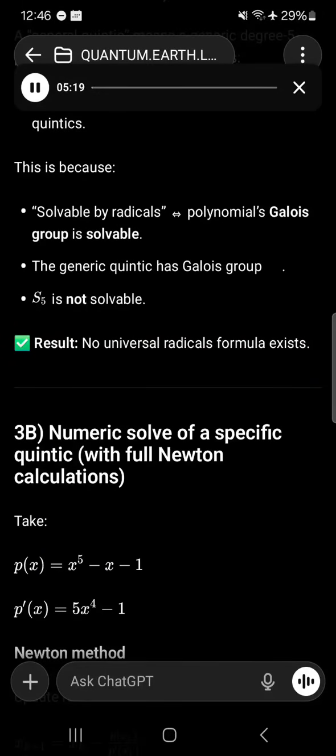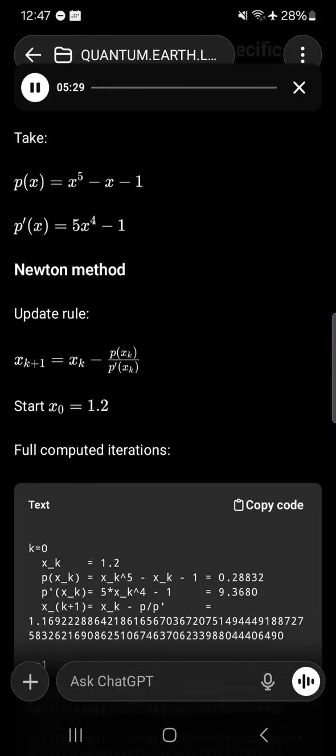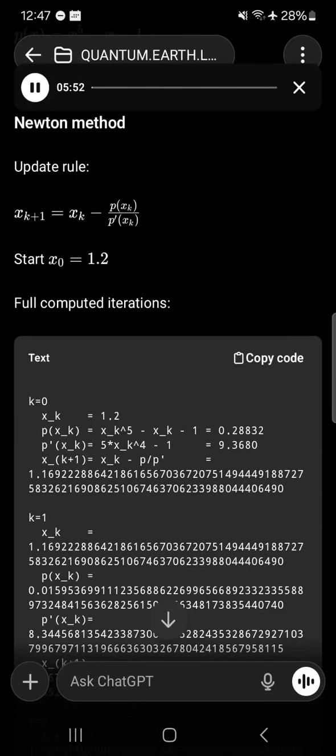Number 3B, numeric solve of a specific quintic with full Newton calculations. Take p(x) equals x to the fifth minus x minus 1. Derivative p'(x) equals 5x to the fourth minus 1. Newton method update rule: x(k+1) equals x(k) minus p(x(k)) over p'(x(k)). Start x0 equals 1.2. Full computed iterations. You can see the code in our conversation history. Real root computed: x approximately 1.16733978261418625245645898548418072056037015.